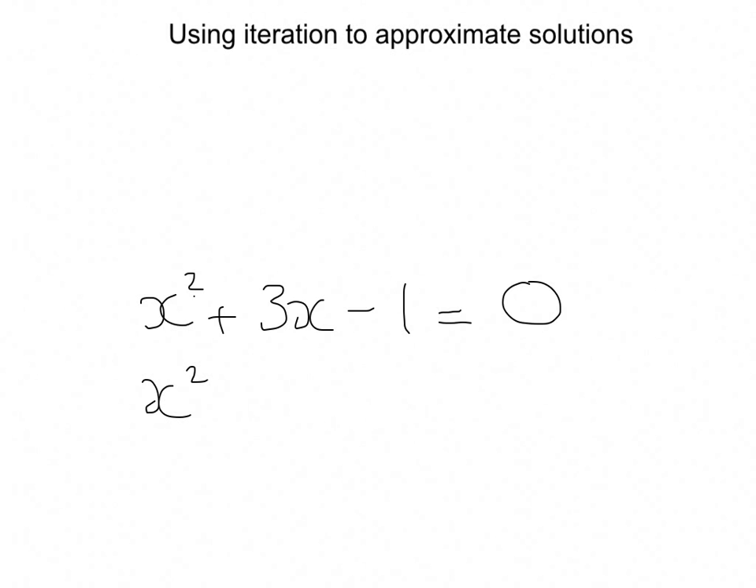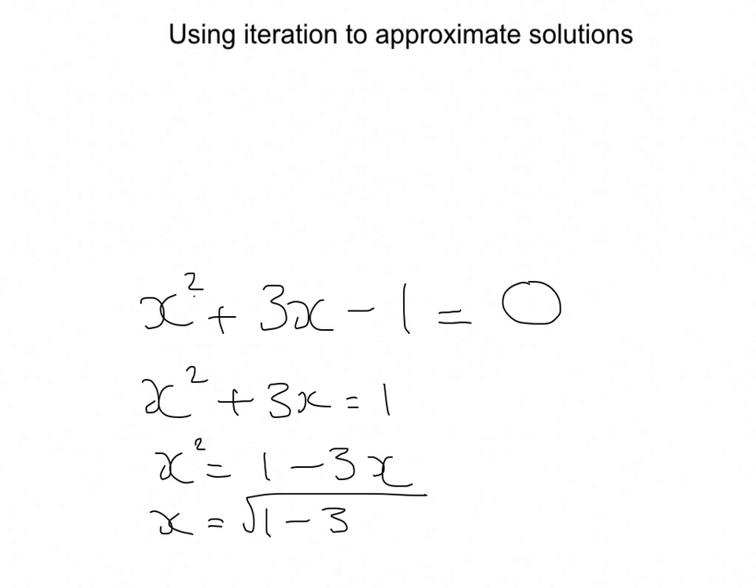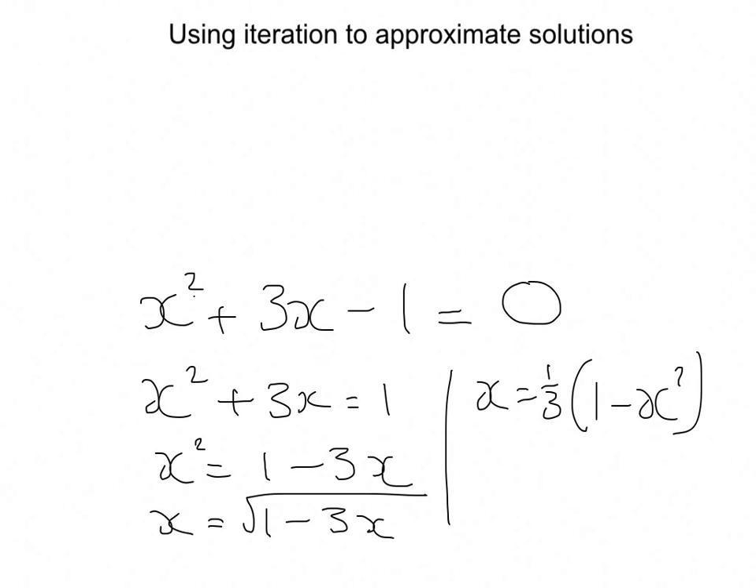We could think, would it be easier if I thought about it as x squared plus 3x equals 1? No. Would it be easier if I thought about it as maybe like x squared is 1 minus 3x? Does that make it easier? No. What about x equals the square root of 1 minus 3x? Is that easier? No. Okay, what about like x equals 1/3 of 1 minus x squared? Is that easier? No, it probably isn't.